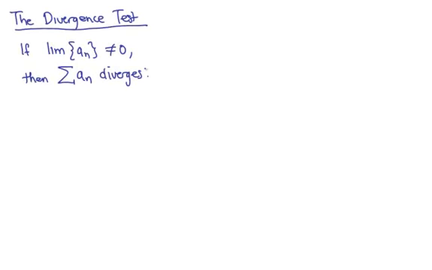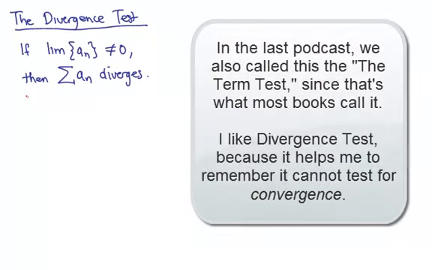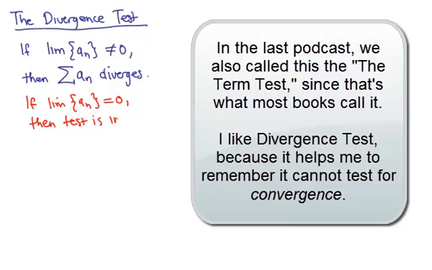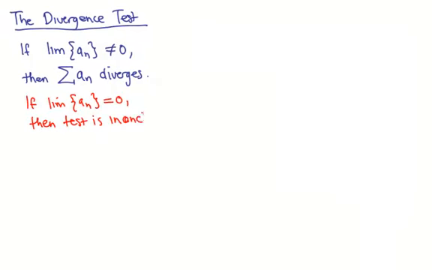The divergence test says if the sequence of terms doesn't converge to 0, then the series of terms diverges. We'd mentioned this in the last podcast, but it's worth pointing out that if the limit of the sequence is equal to 0, then you can conclude nothing. And we'll say this in the language of convergence tests, that the test is inconclusive. This is one of the reasons why we have multiple convergence tests. But let's see what we can do with this one right now.